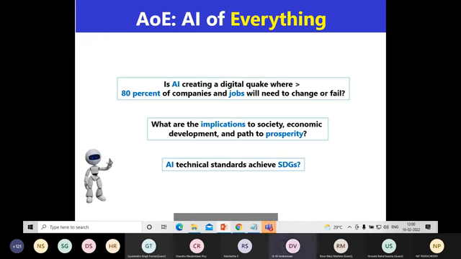So is AI creating a digital quake where 80% of companies and jobs will need to change or fail? Now people see the company has to change for the current trend. And also we have to talk about what the implications are for society, economic development and the path to prosperity. That's another important thing we have to consider. And we have to think about the various standards for AI also. That's what the SDG is doing.